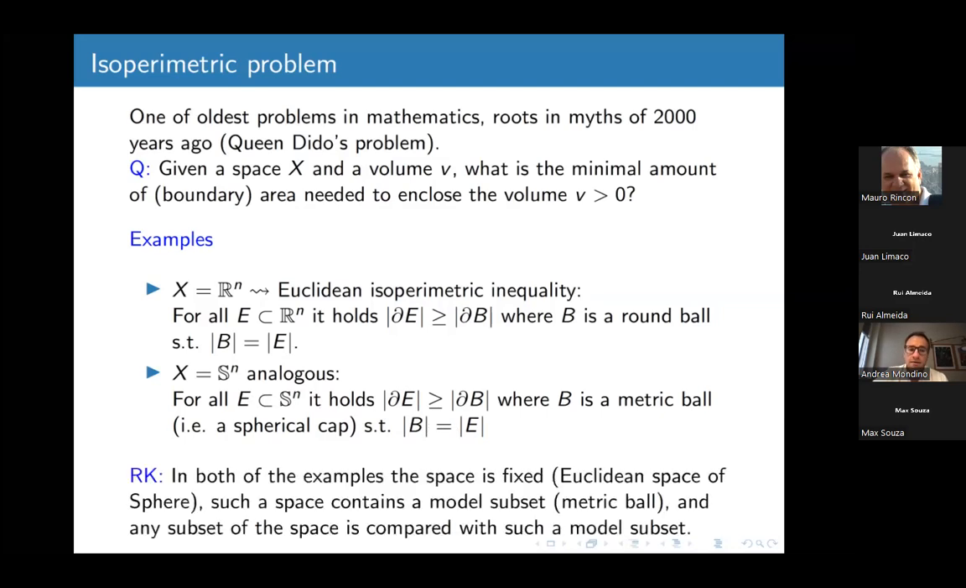Let me stress that in both examples, both in the Euclidean isoperimetric inequality and in the spherical isoperimetric inequality, the space is fixed, either the Euclidean space or the sphere. What happens is that such a space contains a model subset, which is a metric ball. And then what we do is we compare the perimeter of any set E with the perimeter of the model subset.